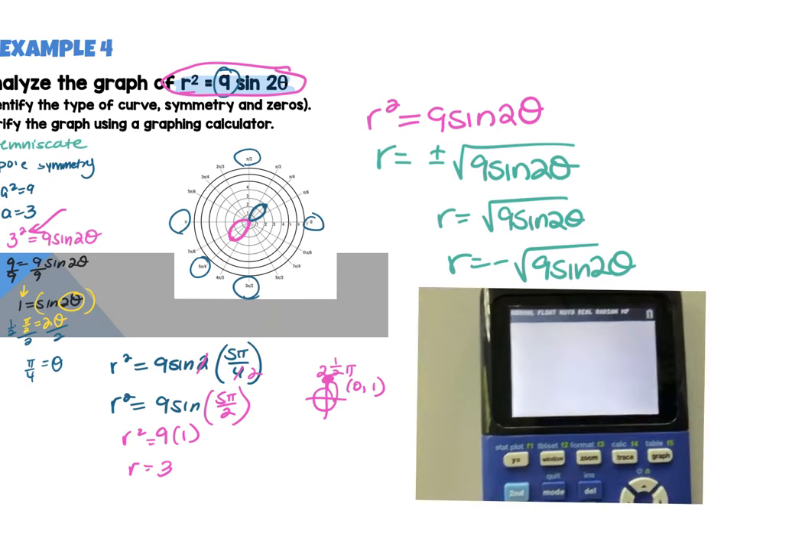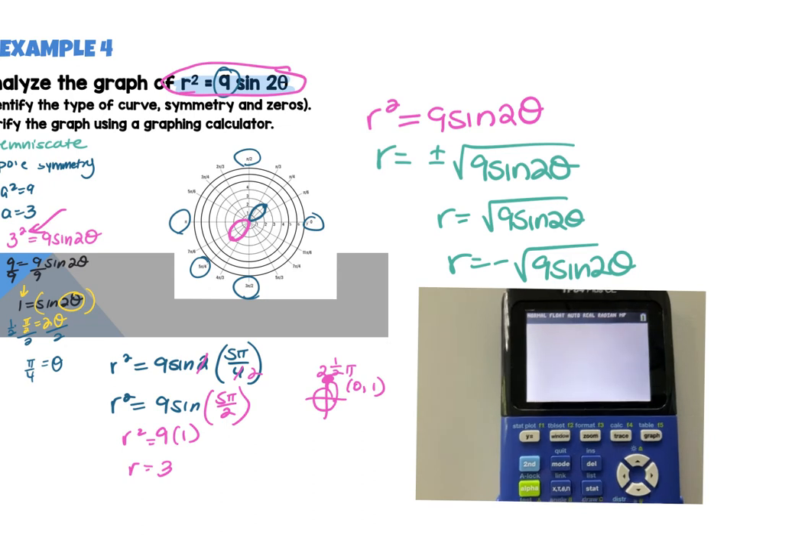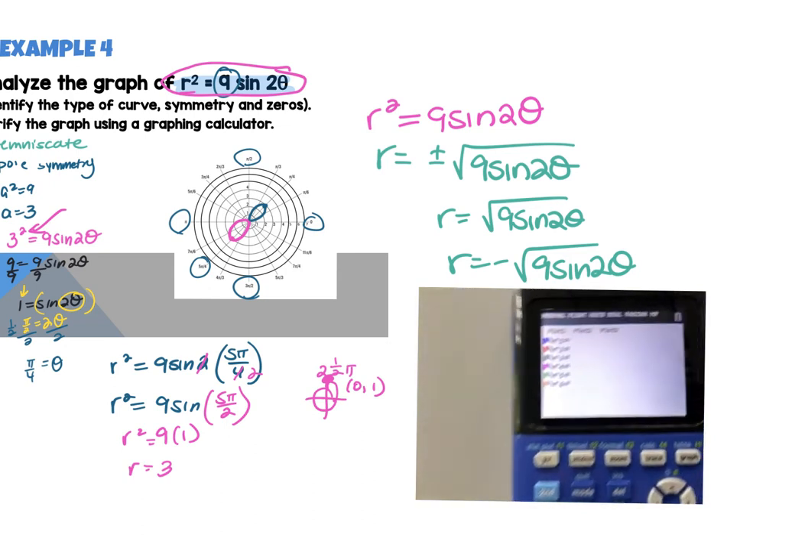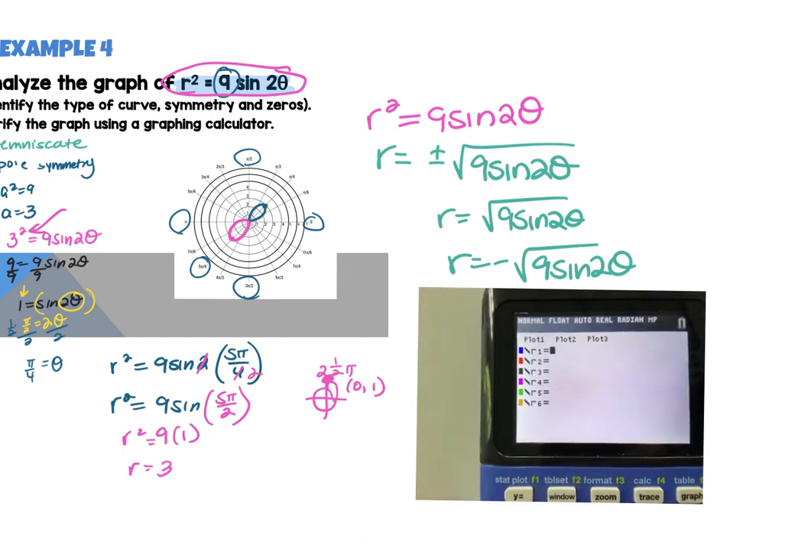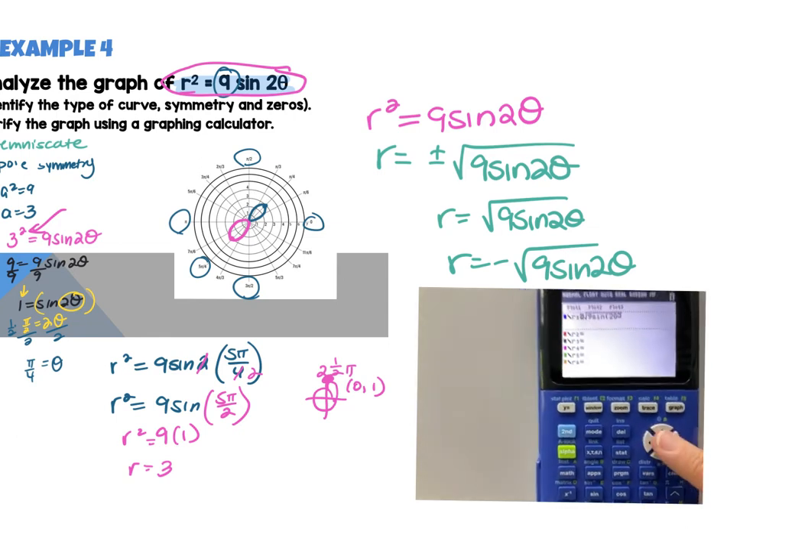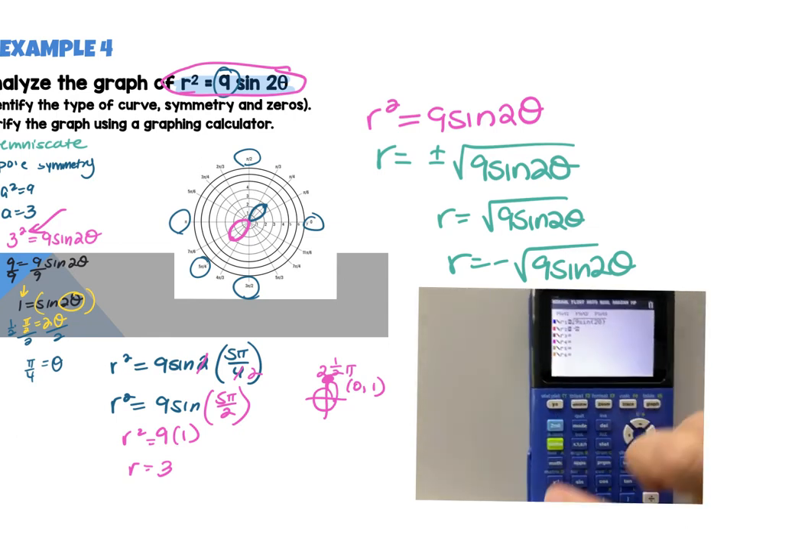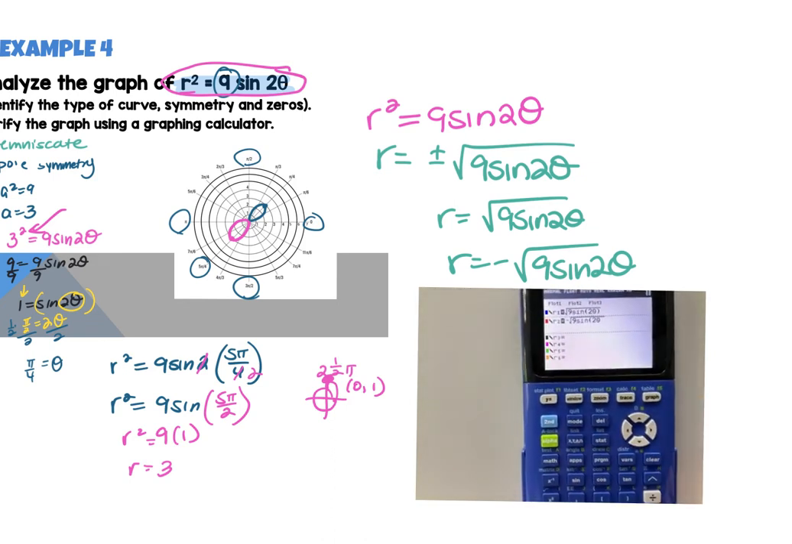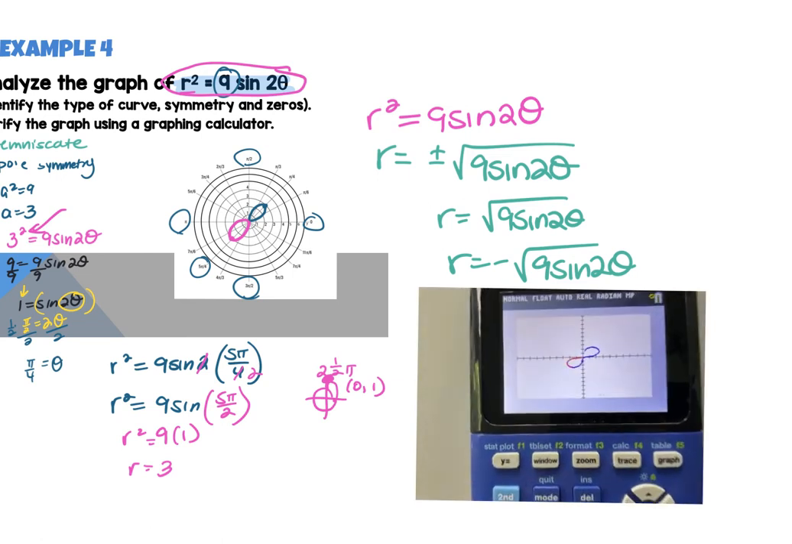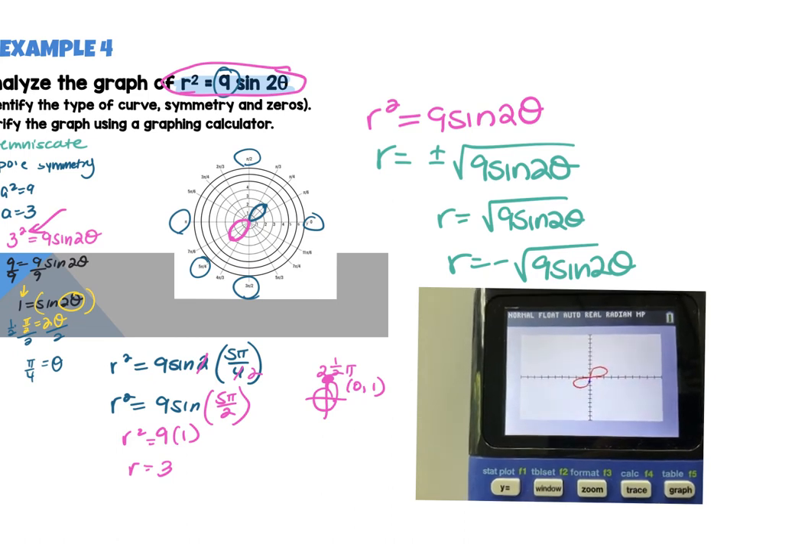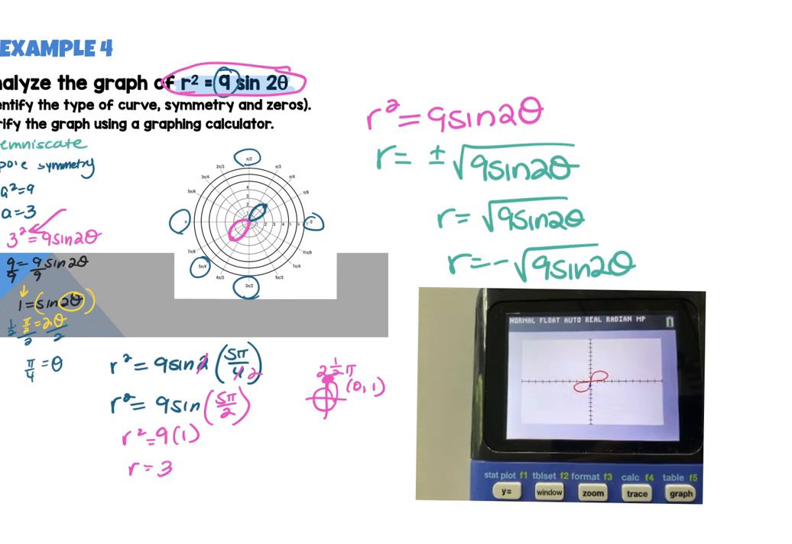All right, so again, my calculator has to be in polar and radians, and then I go to the y equals, and it already says r equals instead of y, and then I have to do the square root of 9 sine 2 theta, and then I have to do negative square root 9 sine 2 theta. Then I hit graph, and it's going to give you your lemniscate. Questions?